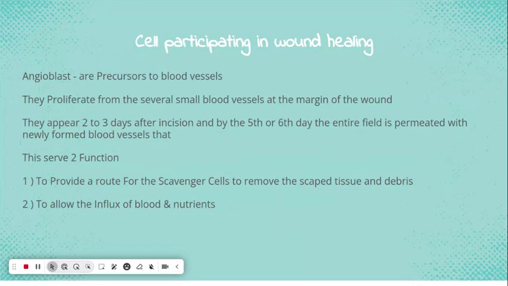Angioblasts are the precursors to blood vessels, so they proliferate several small blood vessels at the margins of the wound so we can get blood to that area. They typically appear 2 to 3 days after the incision, and by the fifth or sixth day, the entire field of the wound is permeated with newly formed blood vessels. They serve two functions: to provide a route for scavenger cells to remove the scraped tissue and debris, and to allow the influx of blood and nutrients.